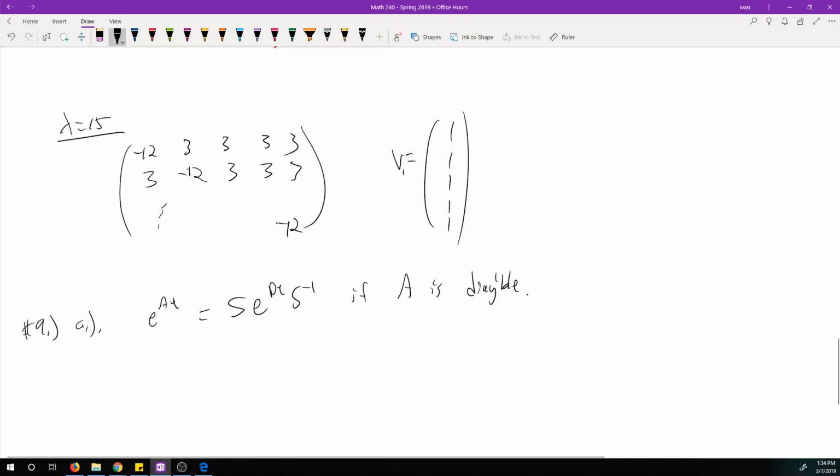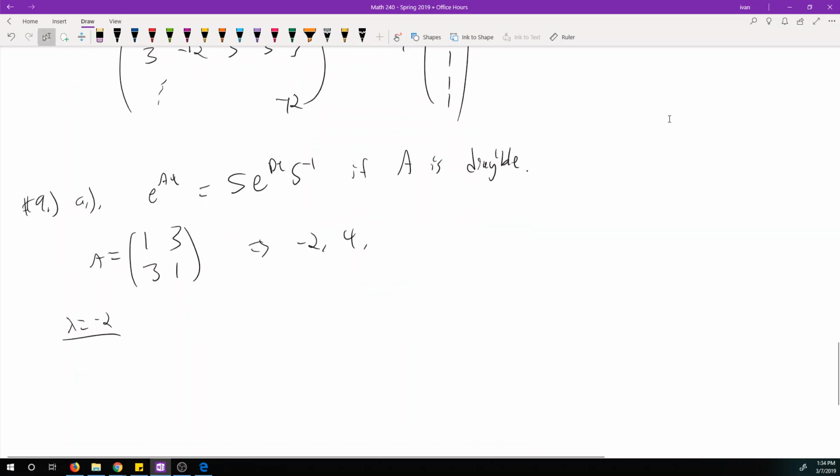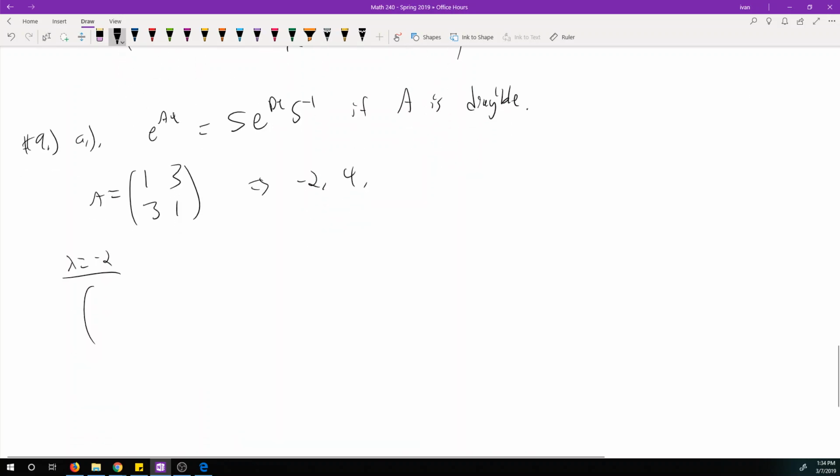So A is equal to, in our case, 1, 3, 3, 1. So if we diagonalize it, what do we get? I think the eigenvalues are going to be negative 2 and 4, so that should be fine. So lambda equals -2. You get 3, 3, 3, 3, so this is A plus 2I. And then the eigenvector is going to be -1 and 1.